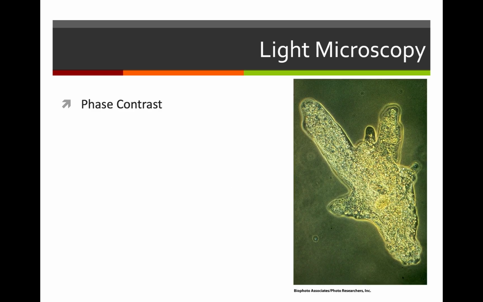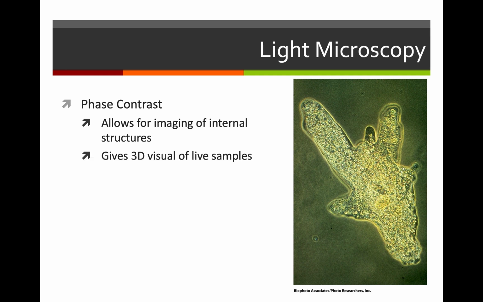Phase contrast microscopy allows for imaging of internal structures. So you can see in this eukaryotic organism a lot of the internal structures. It's also useful if the cell is still living. So it gives you a 3D visual of live samples.